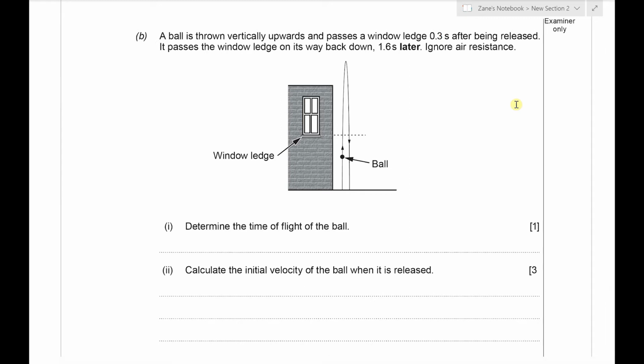Now the key point here is, because we're ignoring air resistance, the flight of the ball will be symmetrical. It will take the same amount of time to go upwards as it does to go downwards. So in terms of the diagram, the first 0.3 seconds up to the ledge, then we've got 1.6 seconds in total from the ledge to the maximum height and back to the ledge again. We'll have another 0.3 seconds to fall from the window ledge down to the ground, and if we add all those times together we'll get 2.2 seconds.